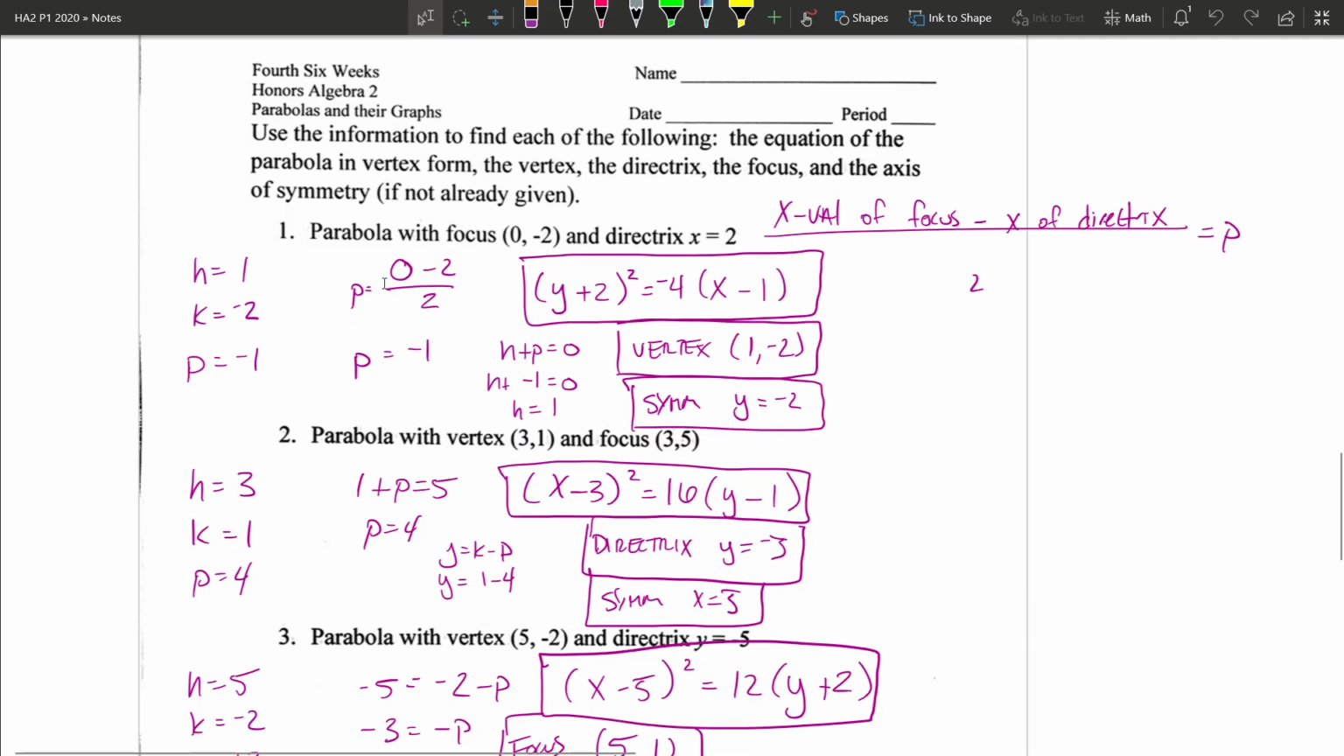And if you get stuck on the p-value and you've got your directrix, it's the x value of the focus minus the x value of the directrix over 2, or if it's a vertical, it's the y value of the focus minus the y value of the directrix over 2. Either way, it works in either case. Those are the ways that I do it.